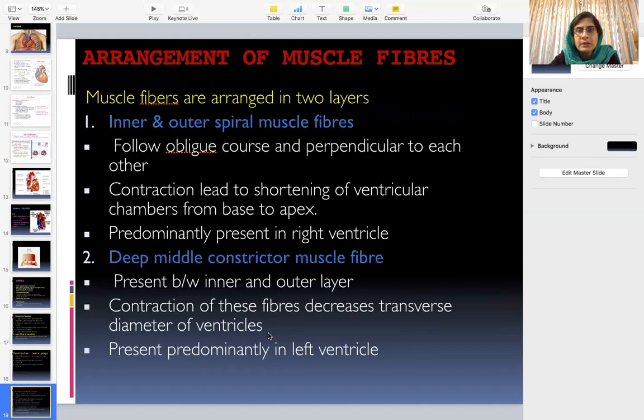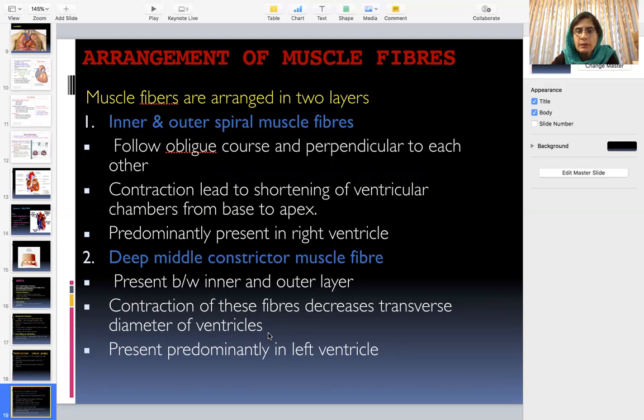Now the arrangement of muscle fibers in the heart. The heart is a hollow organ; how is the heart wall made up of muscles, and what is the arrangement of the muscles making the walls of the heart? Now the muscle fibers are arranged in layers: inner and outer spiral muscles. They are divided into three: the inner, middle, and outer. The inner and the outer are spirally arranged.